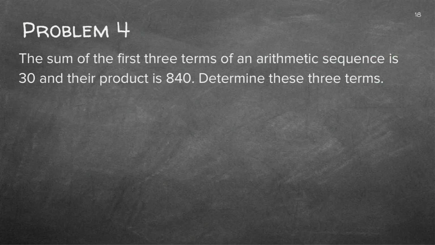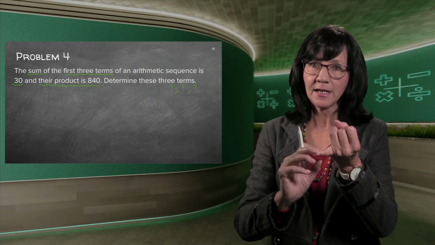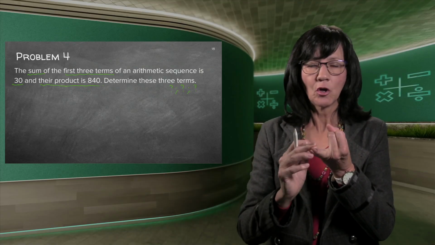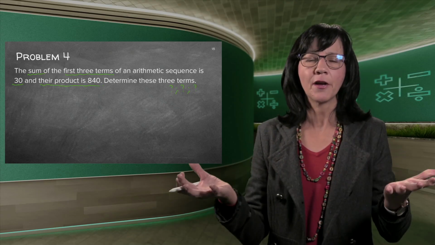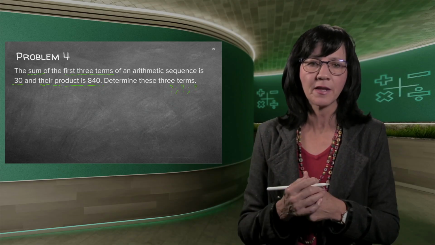Let's do this one. The sum of the first 3 terms of an arithmetic sequence is 30. And their product is 840. Determine the 3 terms. So they are asking me term 1, term 2, and term 3. They are asking me to determine the 3 terms. Now, in order to determine 3 terms, I need the A and the D. They told me it's arithmetic, so I know there's an A and a D involved. If I don't have my A and my D, I can't find my first 3 terms. But let's just see what they gave me.